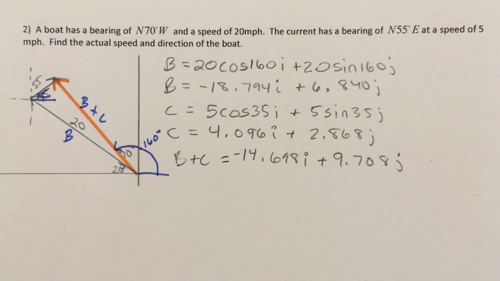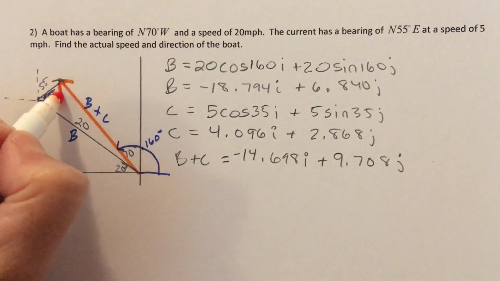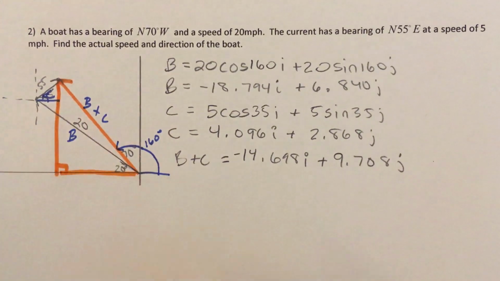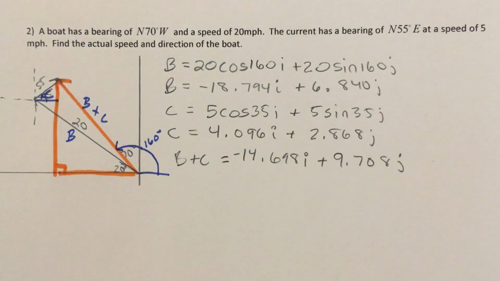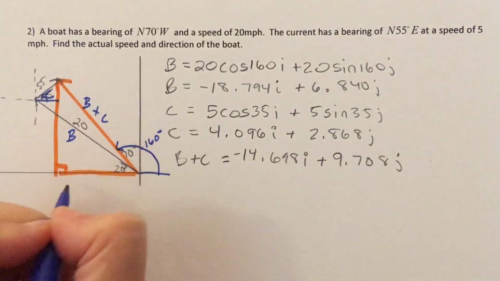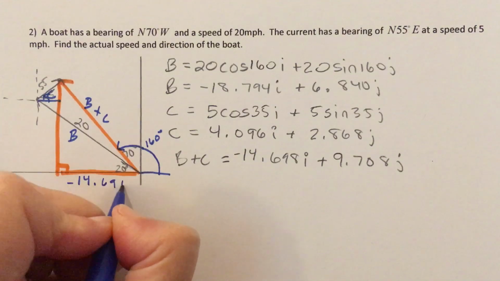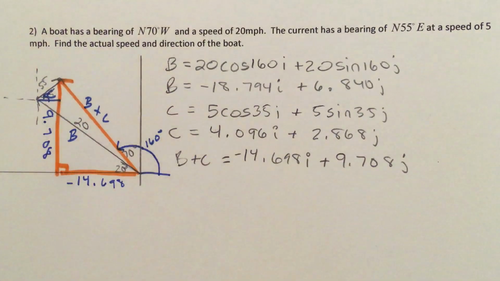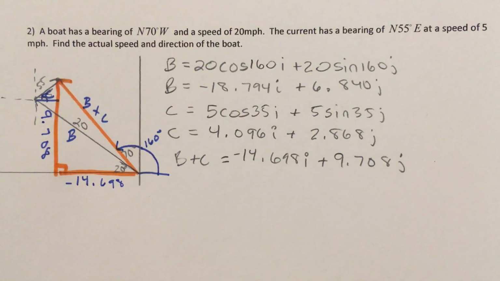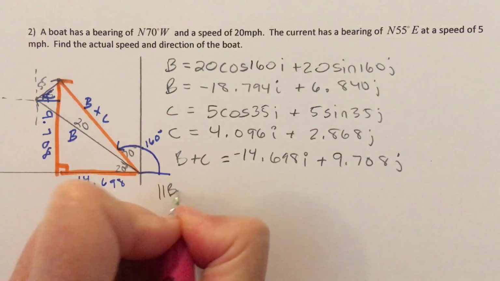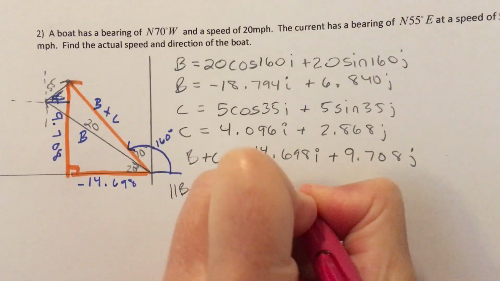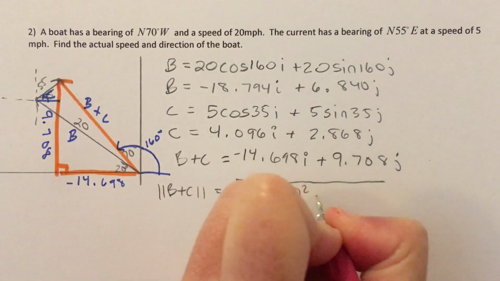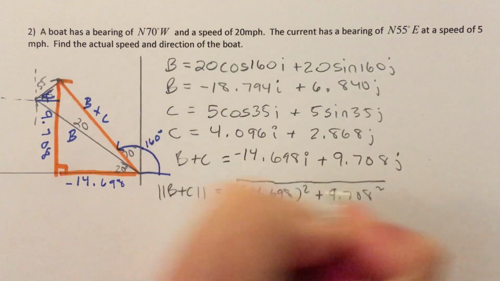So then this is when I draw my triangle. Remember, the hypotenuse is always the vector b plus c. Now I know the legs of my right triangle. I know that the i component is negative 14.698, and I know the j component is 9.708. So now to find the speed, I can just use the Pythagorean theorem. So I have negative 14.698 squared plus 9.708 squared.